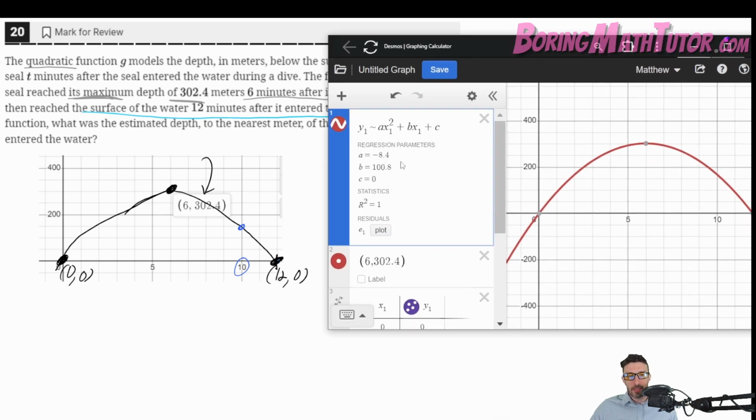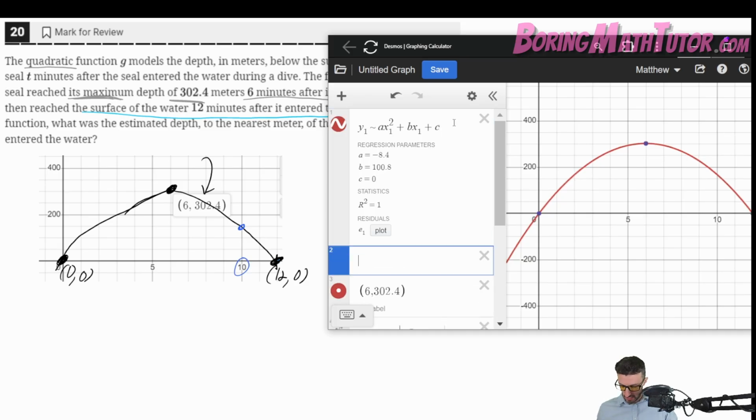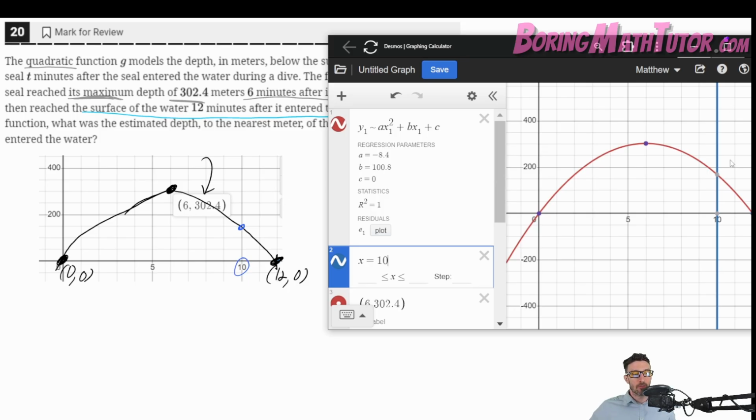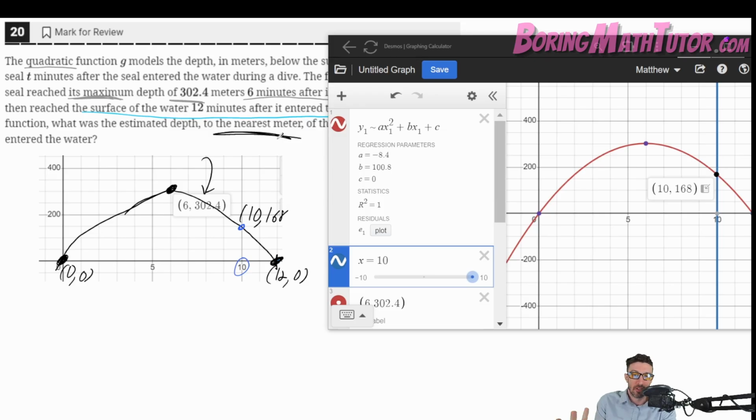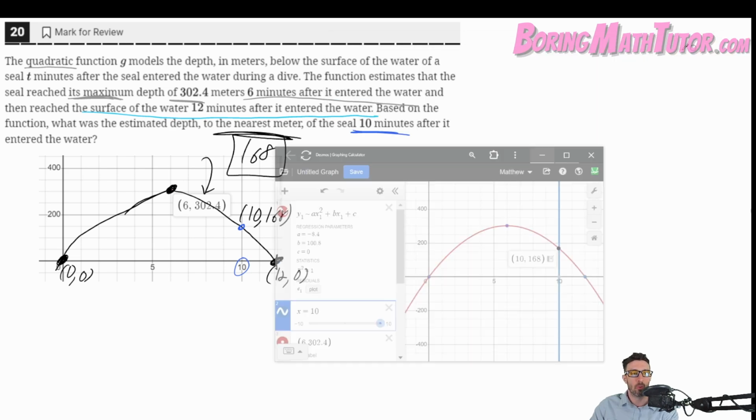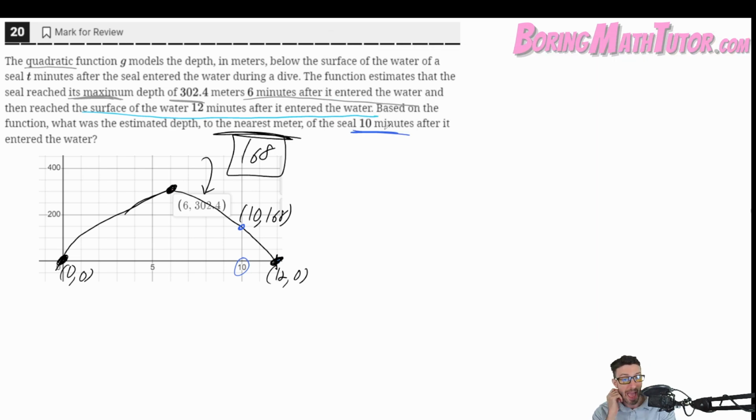Okay, so now that we've typed it in, notice how it made the quadratic for me. And now I can just go to Desmos and type in x equals 10. It will make a vertical line there that allows me to click. And now I've got the answer I was looking for. That at 10, I get to 168. And it said to the nearest meter, well, okay, it's already 168. It's not like there's any decimal there. So the answer here is just 168. So at 10, what was the depth? 168.